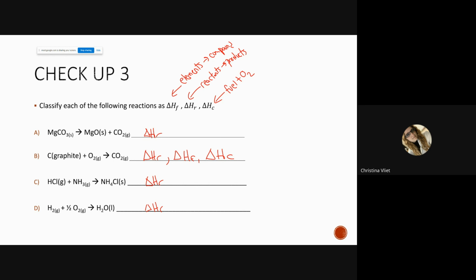Next one. Is this delta HF? Yes, we're good with that? Element in standard state goes to water. Delta HF. Okay. Is it a delta HC? Yes. By definition, it's something you could burn.